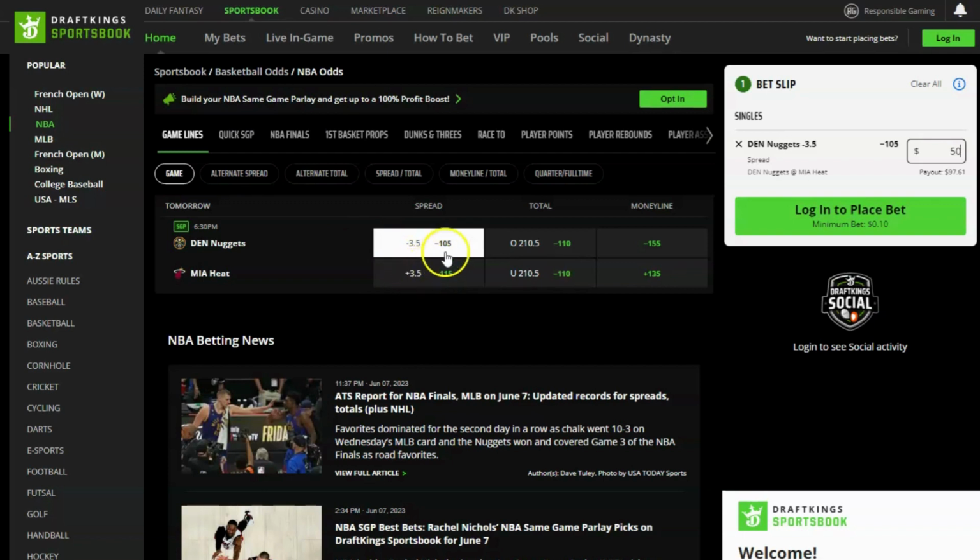What it also means here is -105: you have to risk $105 to win $100. That's what the odds are here, the -105. So when I punch in $50, it's going to show this 97.61. If you can see that right there, that's the total profit. So you get your $50 back plus, what would that be?